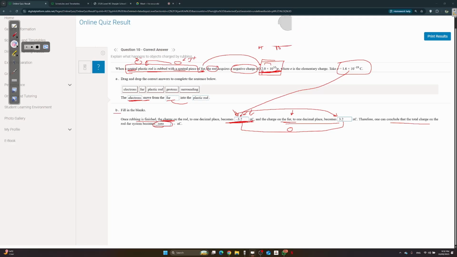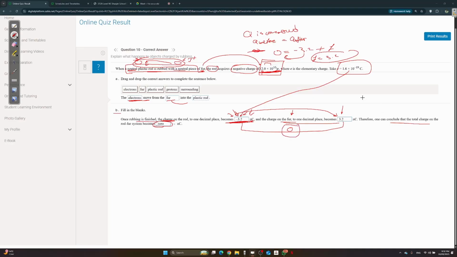Always remember Q is conserved, whatever happens. The charge before will always be equal to the charge after. In this case, the charge before was 0. You got negative 3.2 on the plastic rod, so how much will the fur be? Take negative 3.2 to the other side, and you get F equal to 3.2. I just proved it for you. You need to know that the total charge on the system will always be conserved. You'll never see it changing. So if the start was 0, the total at the end will also be 0.